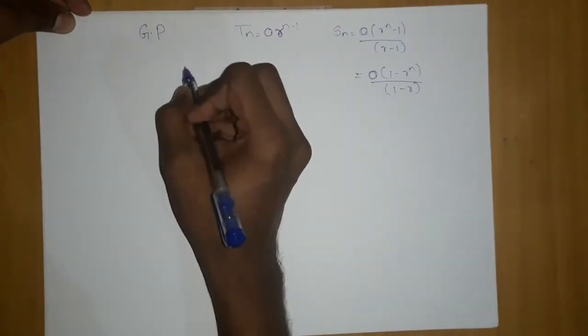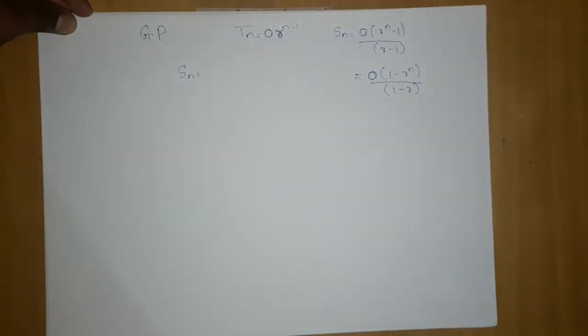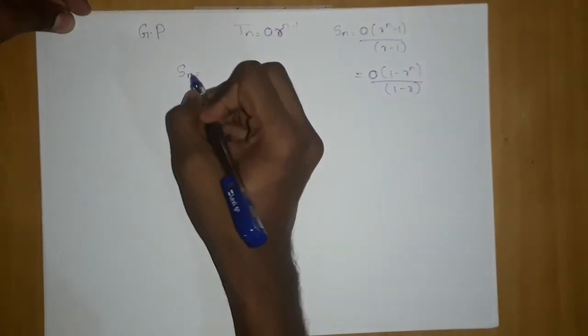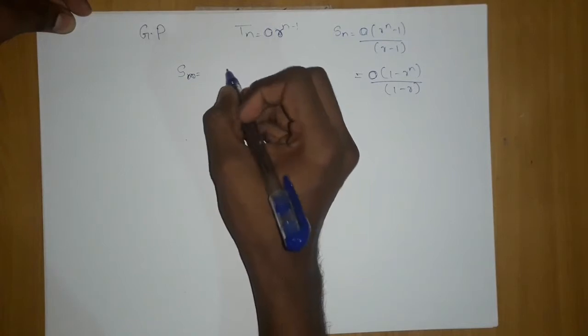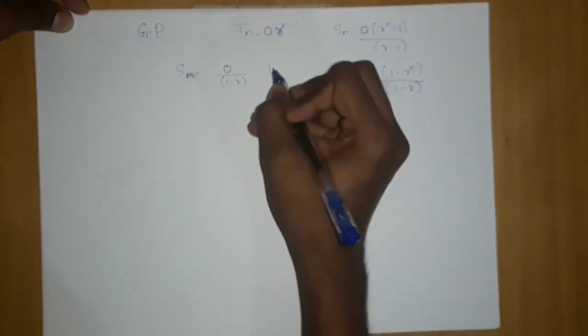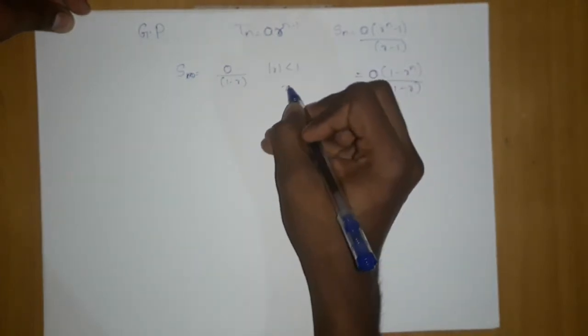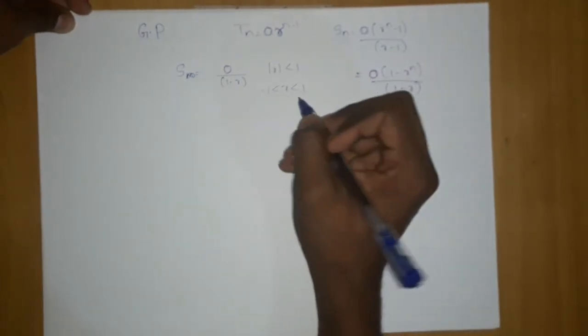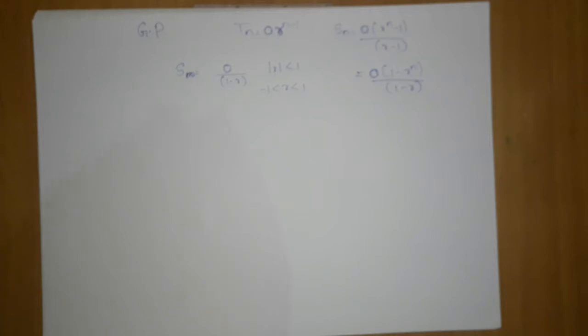Now finally, the sum of infinite terms of a GP is nothing but a upon 1 minus r. The condition was mod r less than 1, which is nothing but minus 1 less than r less than 1. All these things we had done.